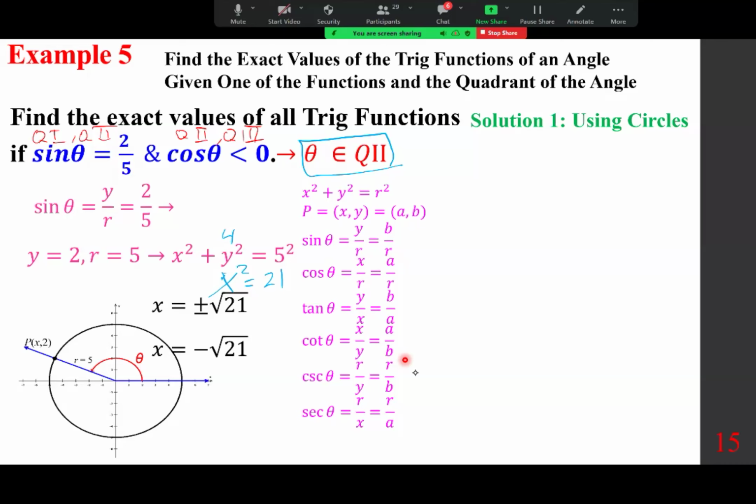And now just plug in. Sine is y over r. Cosine is x over r, so negative square root of 21 over 5. Tangent is y over x, so 2 over negative square root of 21.